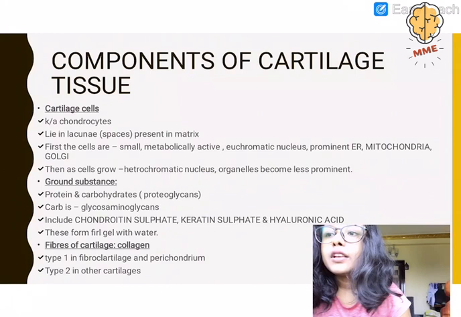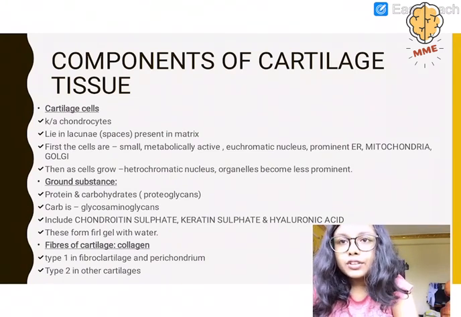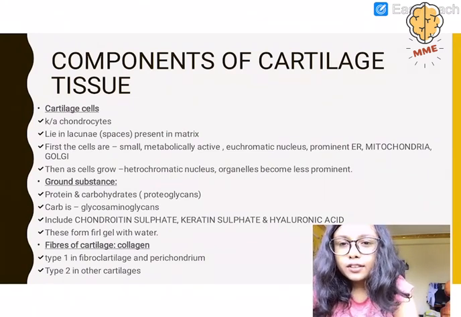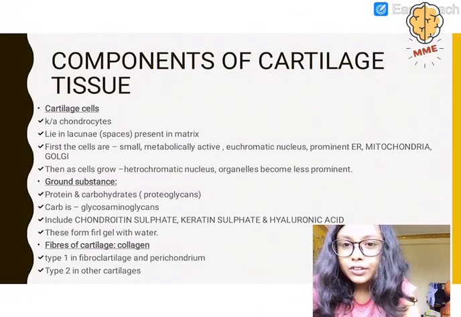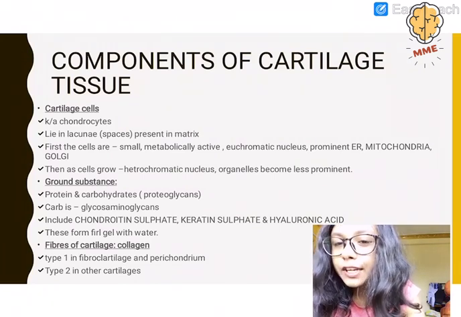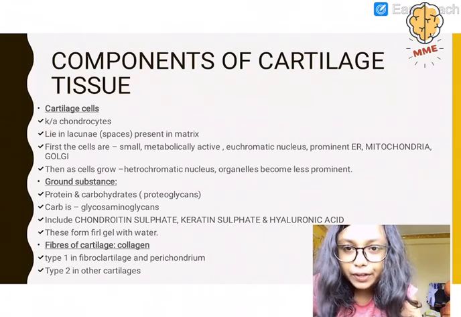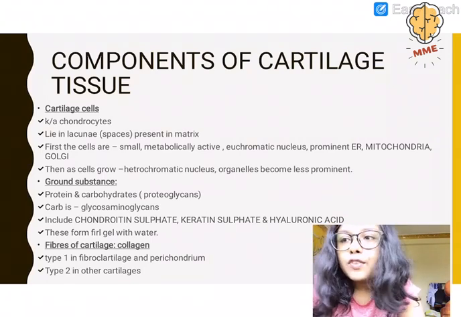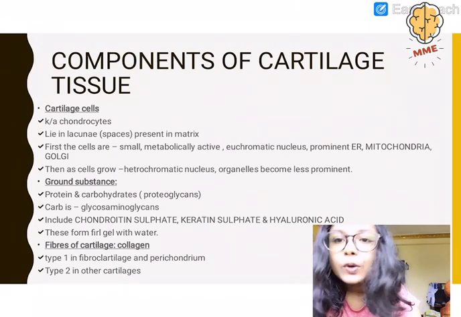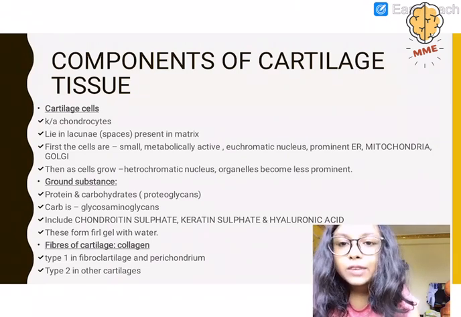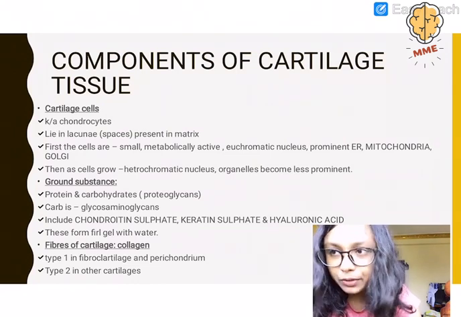Now, second, the components of cartilage. Cartilage is not a single cell; it is a connective tissue, so it must have some components. First, we have cartilage cells, known as chondrocytes, and they lie in the lacuna. Lacuna means a space which is present in the matrix.